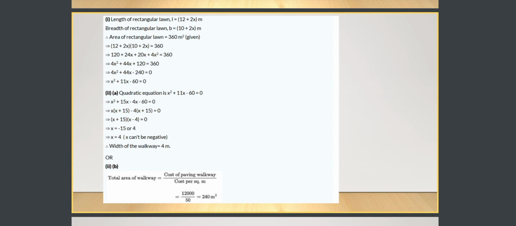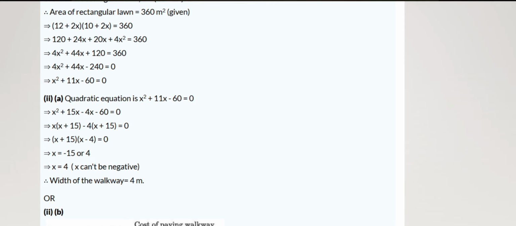In this solution part, it is given that the area of the rectangular lawn with walkway is 360 meters square. You can find the total length of the rectangle equals 12 plus 2x. Why 2x? Because the width is the same on all sides. So 2x, and the breadth equals 10 plus 2x. If you multiply l into b, you will get 360 meters square. So you can easily find the quadratic equation, that is x square plus 11x minus 60 equals 0.